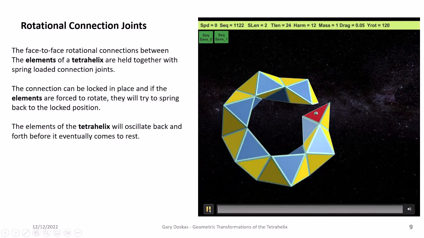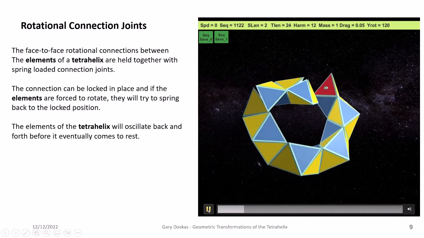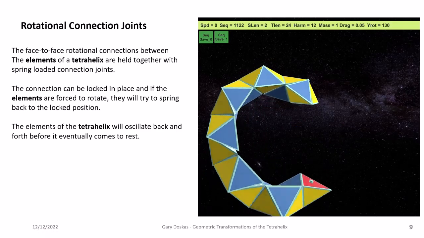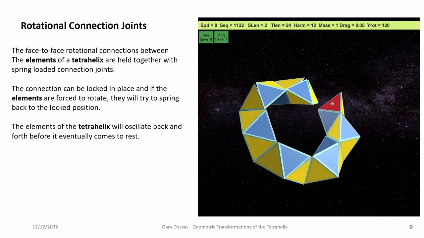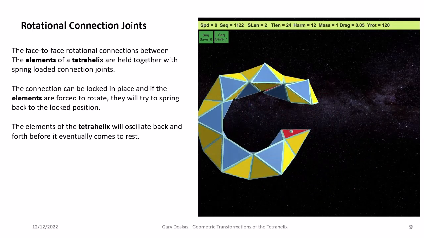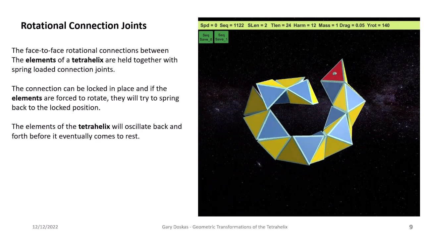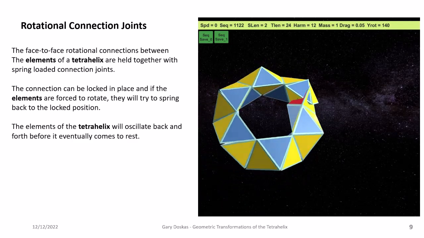This is just a short video clip to demonstrate the action of these rotational joints. These face-to-face connections can rotate, and they hold the faces together, but have a spring-loaded action, so that if one is forced to move away from a locked position, it'll spring back to the original position and then oscillate back and forth a bit until it eventually comes to rest.